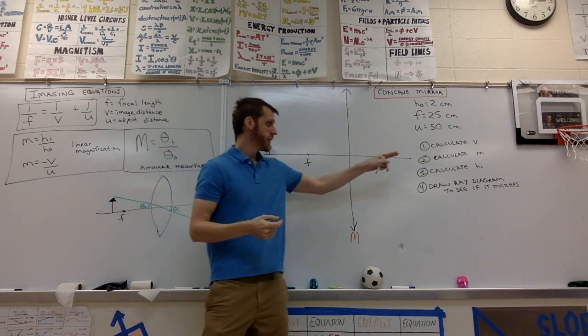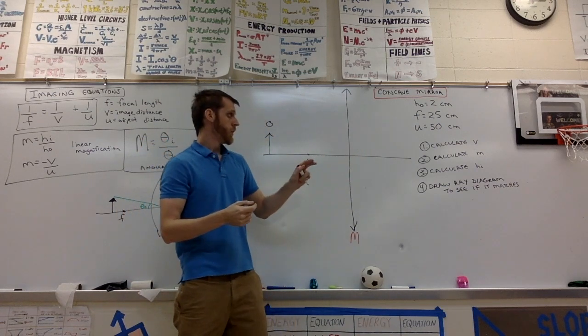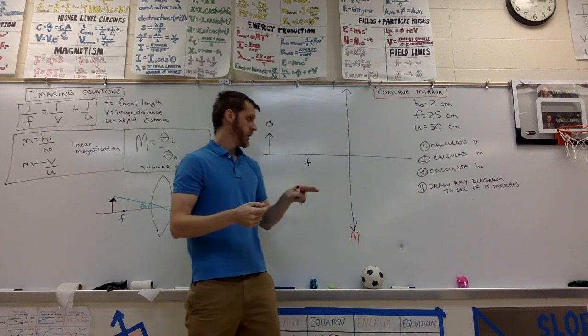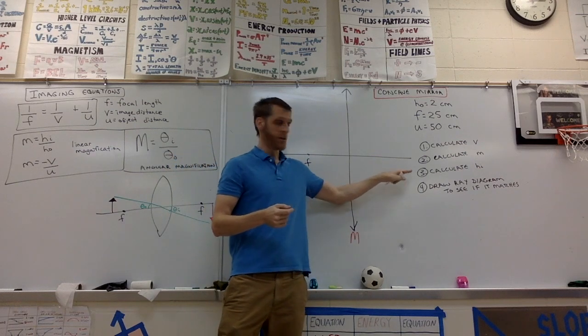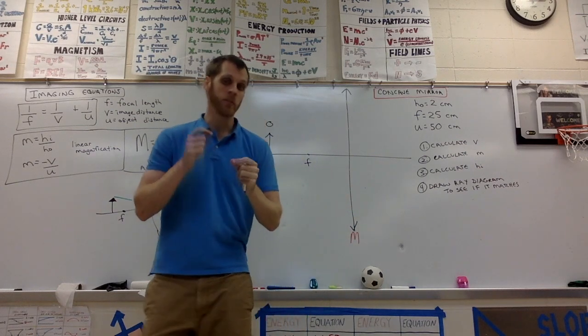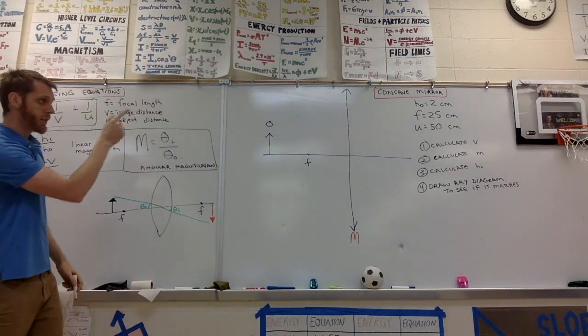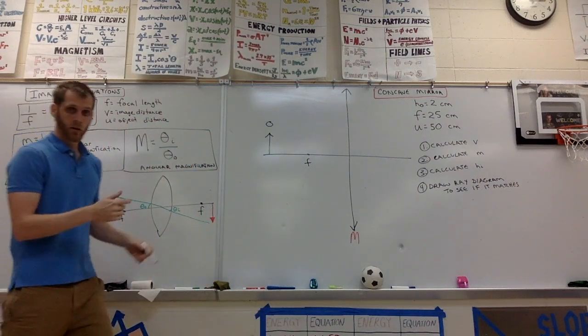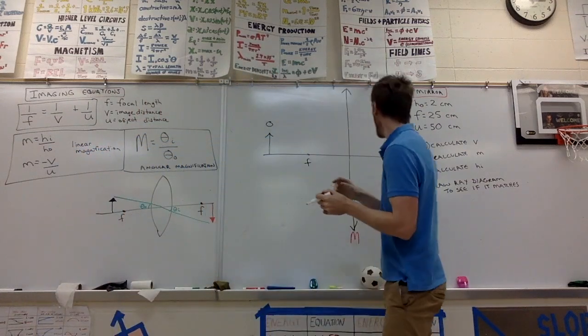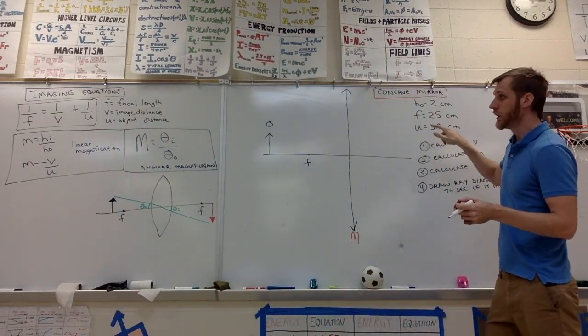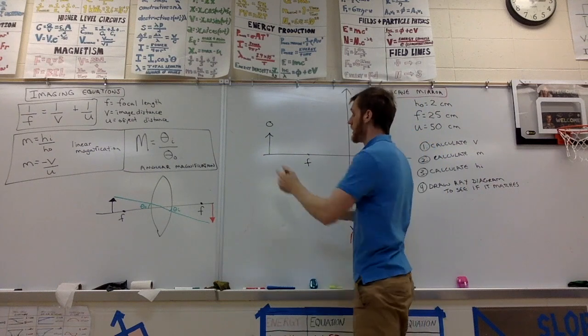We're going to calculate the image distance. We're going to calculate the magnification. We're going to calculate the height of the image. And then we're going to draw a ray diagram and see if it actually matches up with our calculations. So let's go over the first one, calculate v. Well, the way to calculate v is what we know. We know F and we know u, so we can plug it into the equation.